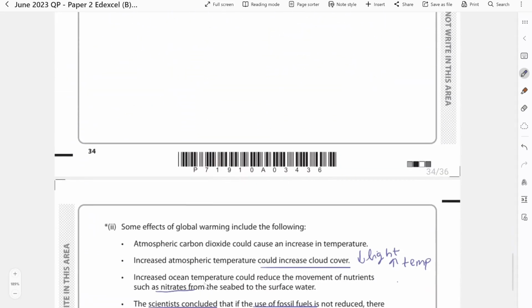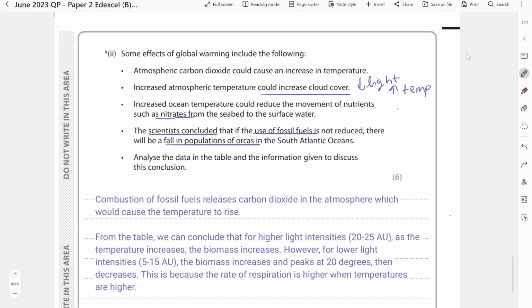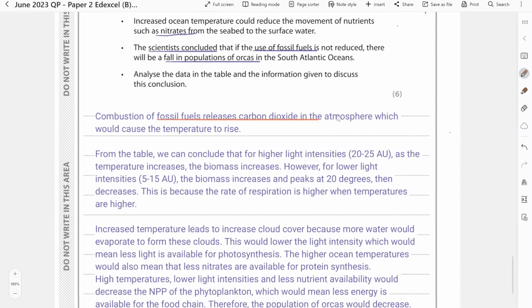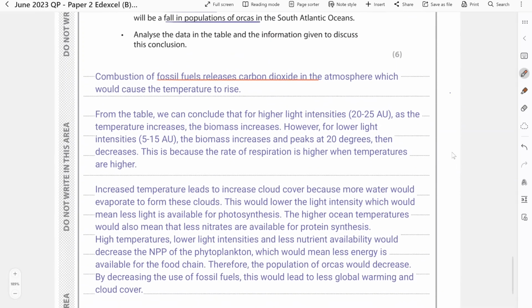Right, let me write out my answer. I didn't include all of the points available in the marking scheme, just some that would give you these 6 marks. So combustion of fossil fuels releases carbon dioxide in the atmosphere. That would be a mark for the fossil fuel hypotheses. We know that temperatures would rise. And then I described the data. So at higher light intensities, we can see that as the temperature increases, the biomass increases, but at lower light intensities, the biomass peaks at 20 degrees, and then afterwards it decreases.